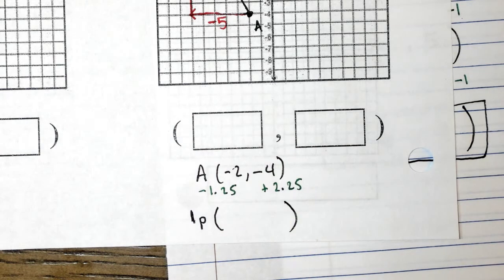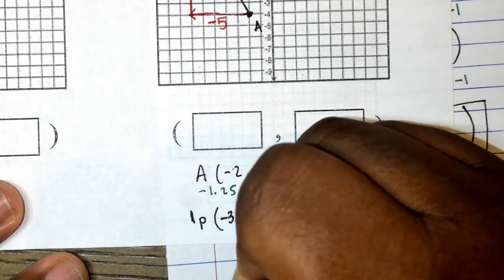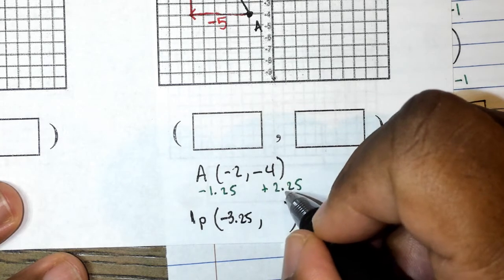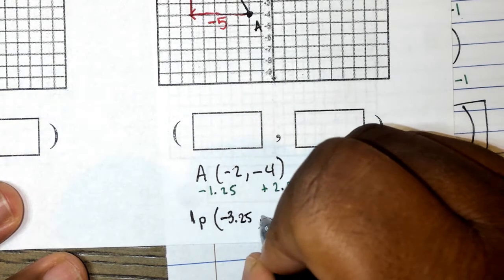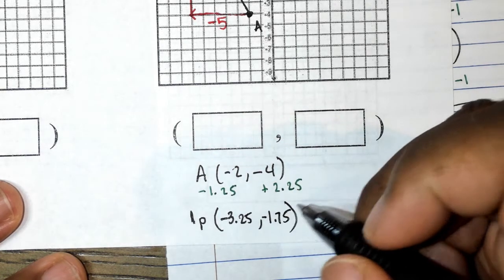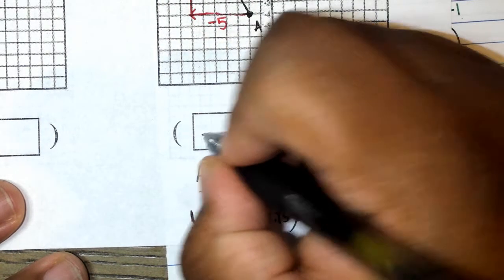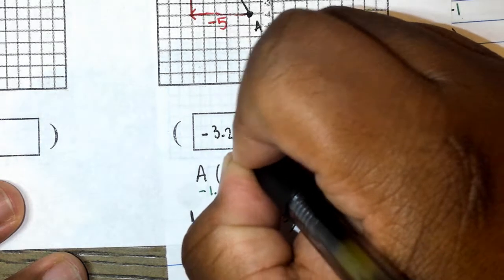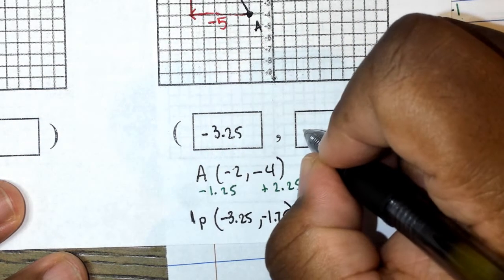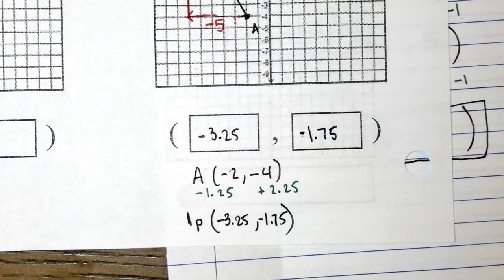It's going to be -2 minus -1.25, which is going to give me -3.25. And then on this side, -4 plus 2.25 is going to give me -1.75. So that is my first partition. That's the only one I need to do. And it's going to let me put -3.25 and then -1.75 in the box.